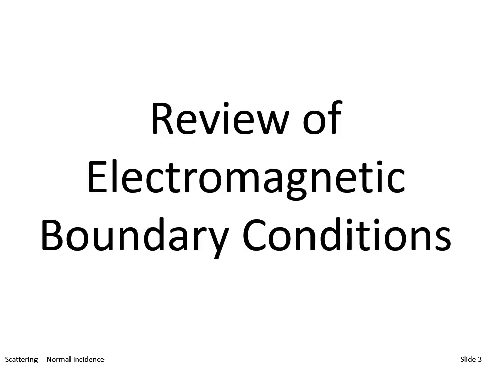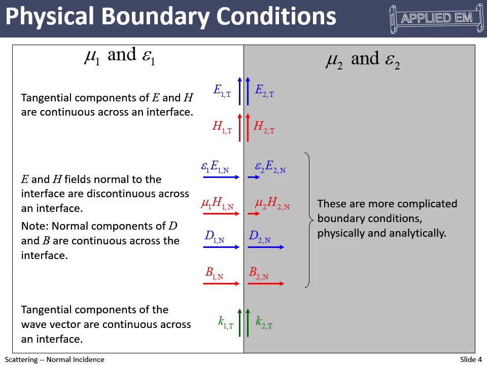Electromagnetic boundary conditions. We covered the electromagnetic boundary conditions in prior lectures. We covered the boundary conditions for the electric fields near the end of electrostatics and the boundary conditions for the magnetic fields near the end of magnetostatics. And here were our main conclusions.